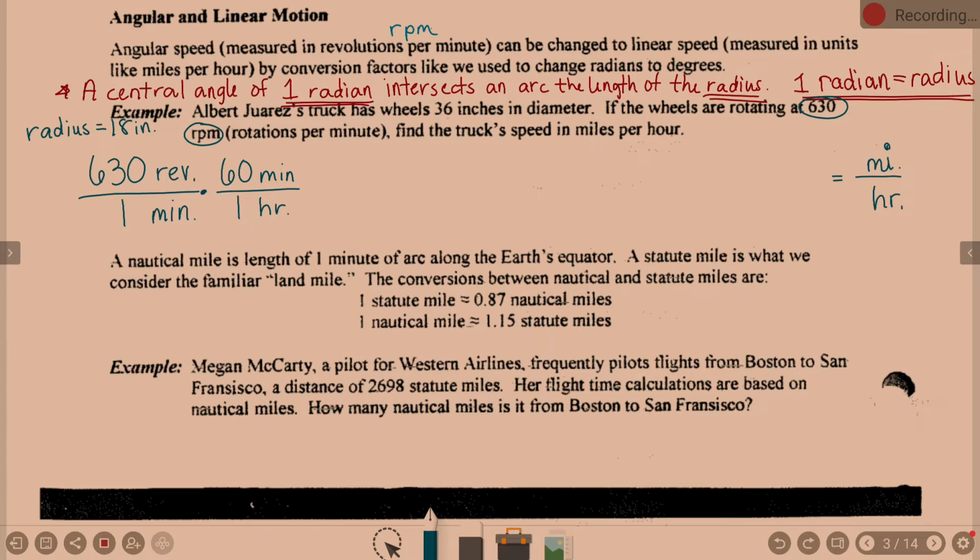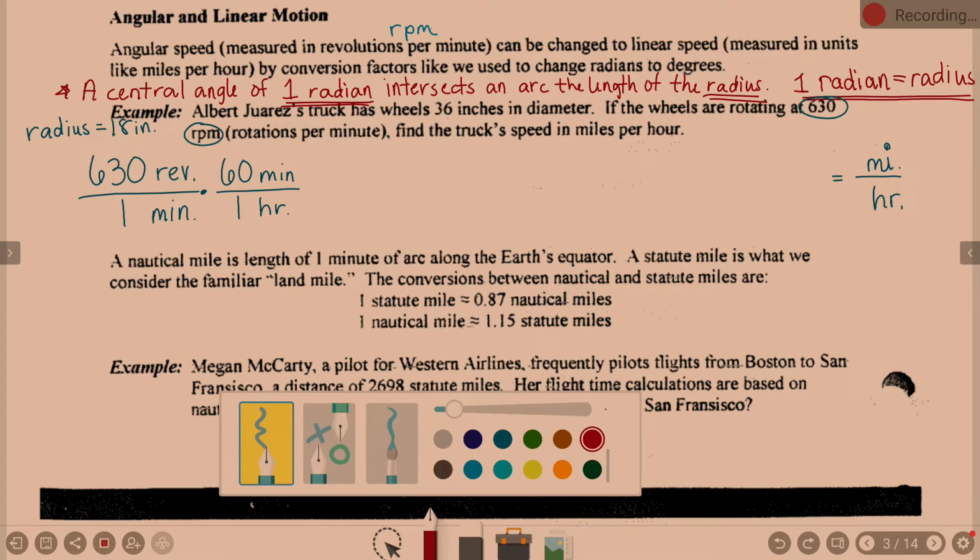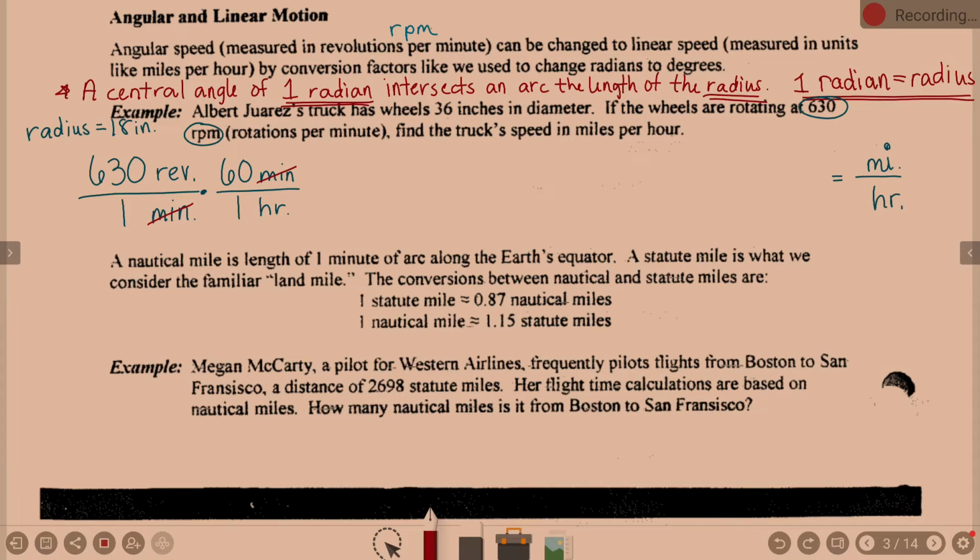Can we have parentheses? Sure. Does that make a difference? No. Parentheses, multiplication dots, I'm not caring there. My point is that minutes and minutes are going to cancel. I'm going to worry about all my numbers in the end. I'm not doing anything with numbers till I get to the end. If we stopped right now, we would have revolutions per hour. We're going to get there.